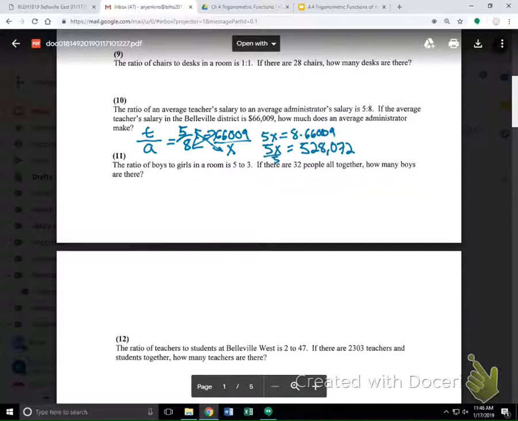We're going to divide by 5. When we divide by 5, I get x equals, what's my amount? I got 105,614, and I think it was 40 cents. Is that right? Yeah. So that's the average salary.